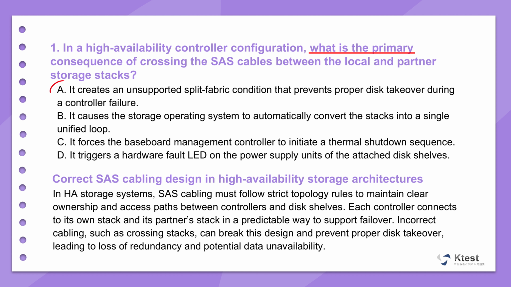If you accidentally cross the SAS cables, you introduce ambiguity. The system essentially gets confused about who owns what, which makes a seamless failover impossible. That is the exact mechanism. You are essentially creating a split-brain scenario on the back-end wiring.